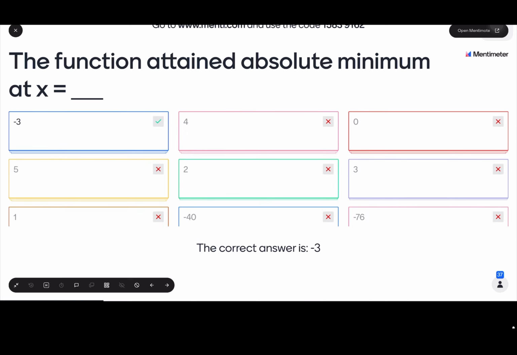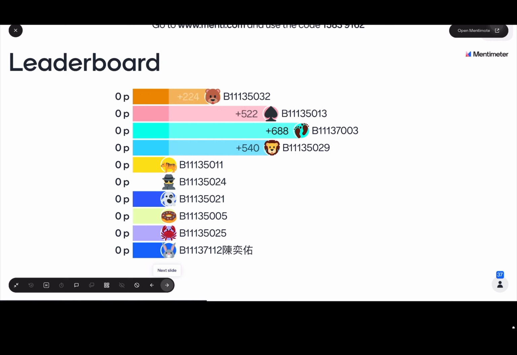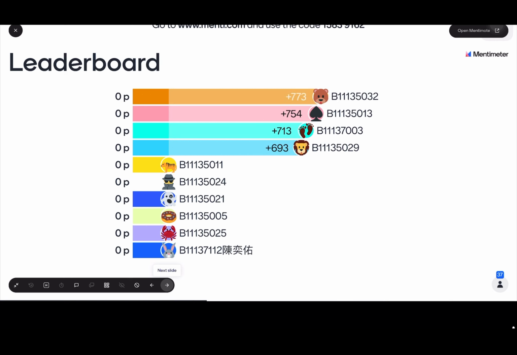Negative 3. So you need to check the endpoints. If you have the interval, don't forget to check the interval.